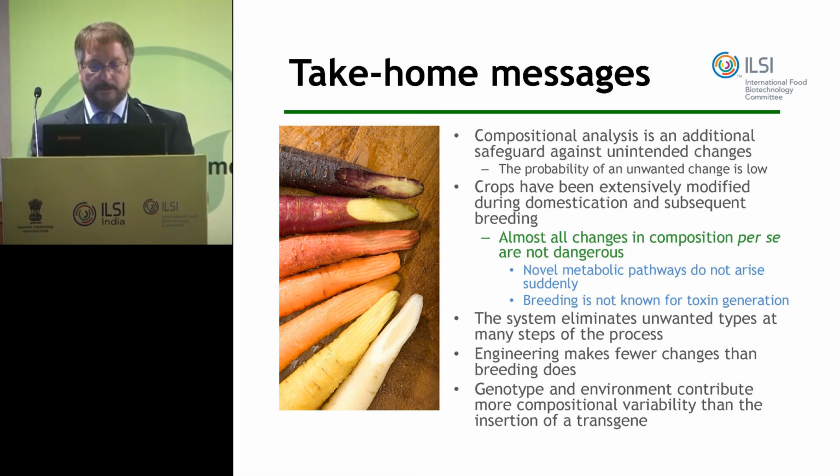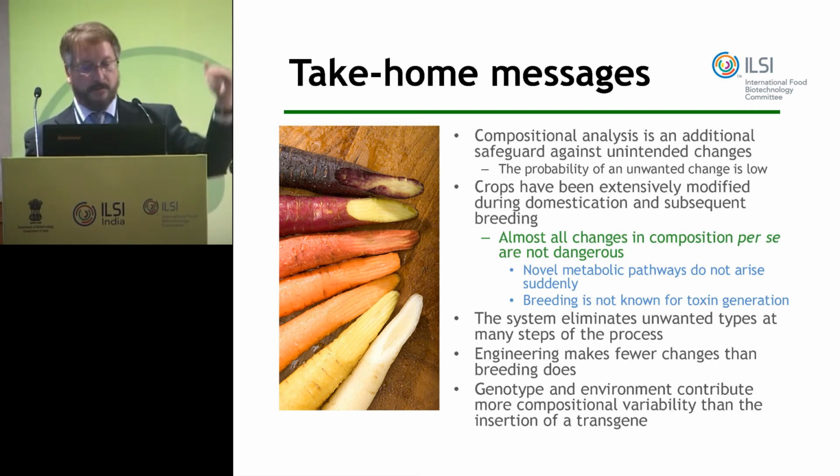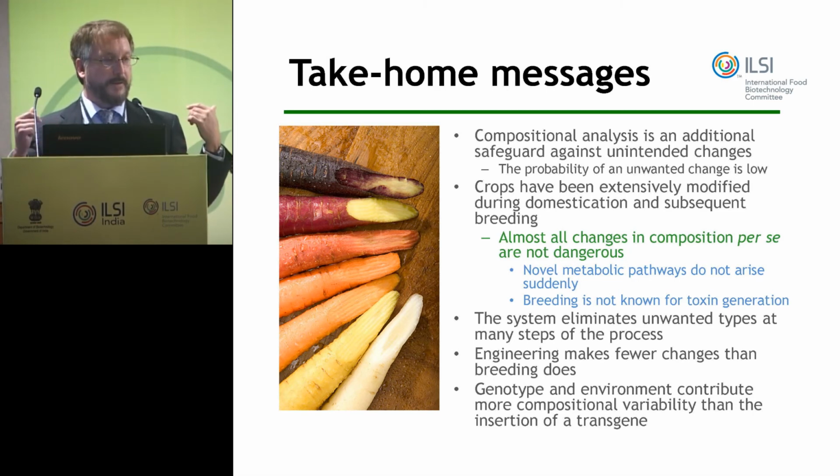Crops have been extensively modified during domestication, and Dr. Datta mentioned that, and subsequent breeding. And pretty much the vast majority of changes in composition have not been dangerous unless we elevate known toxins. In general, novel metabolic pathways are not going to materialize out of thin air. The genes have got to be there and expressed. So really, breeding is not known for the generation of novel toxins.